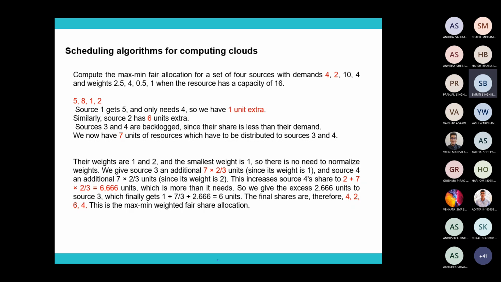So for user 3, what is the extra? 2.33, right? Yes, sir. And user 4 is 4.66. Yes, sir. So how much will they get? It is 3.33 and 6.66. Correct? Yes, sir. Correct. Okay. So now you just look step by step.